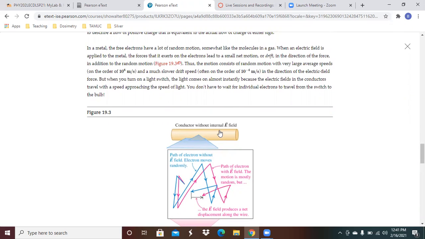In a metal, you're going to have electrons that have a lot of random motion, kind of like what you see in a gas. When you apply an electric field, the force it exerts on the electrons leads to a small net motion, or drift, in the direction of the force, in addition to the random motion. So the motion consists of not only random motion with very large speeds, but also a much lower drift speed in the direction of the electric field. When you turn on the light switch, the light comes on instantly because the electric fields in the conductors travel with a speed approaching the speed of light.